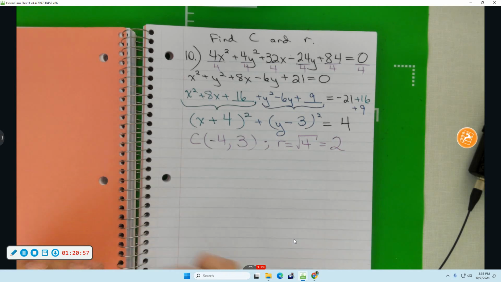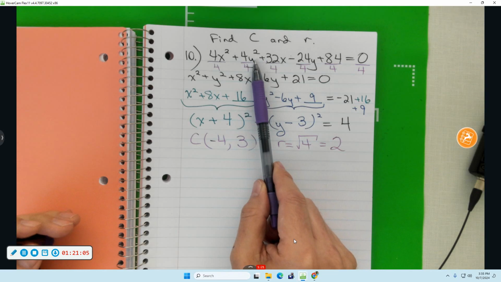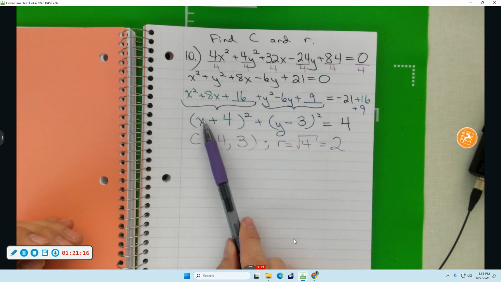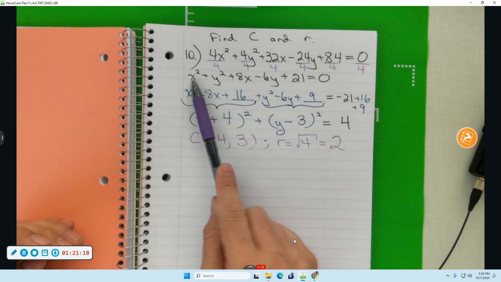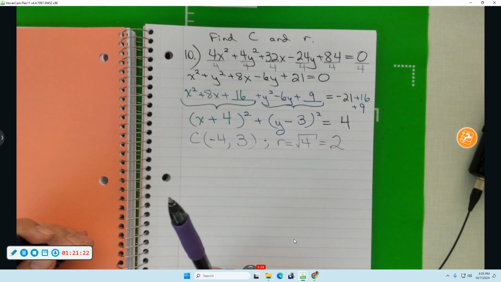Any questions? If the number in front of x squared and y squared is not a 1, the first thing you have to do is change it so that it is a 1. Because for center radius form, you can't have something like 3x inside the parentheses. It can only be an x. And x times x is going to give you an x squared. It's not going to give you a 4x squared. Any questions there?